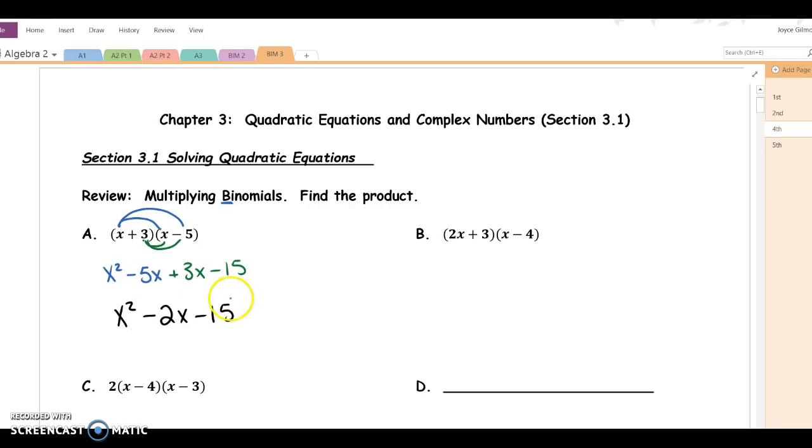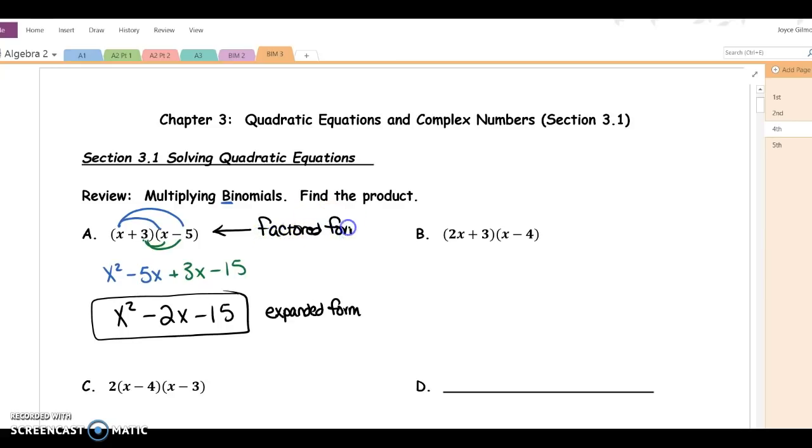Now before we move on, this is often referred to as expanded form. If someone says expand the polynomials, what they're saying is multiply this out. When it's written as two binomials, this is called factored form. And what we're actually going to be doing today is starting with expanded form and going backwards and factoring.